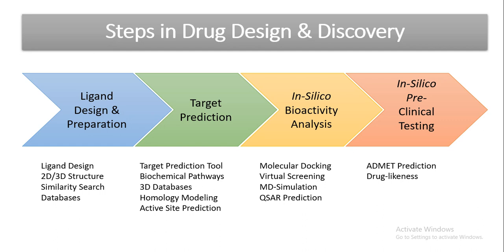Next is target prediction. We can predict targets through different target prediction tools. We can predict through biochemical pathways, or there are available 3D databases from where we can retrieve our target, and we can also use homology modeling. We can also find the active site or binding site through different softwares, databases or tools.